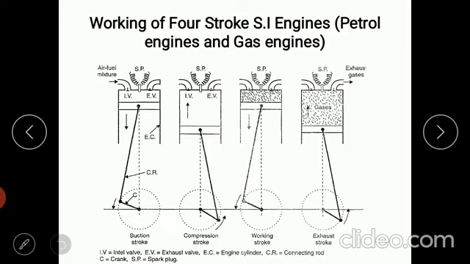So let us discuss the working of the 4-stroke SI engine. Then let us discuss the 4-stroke CI engine.